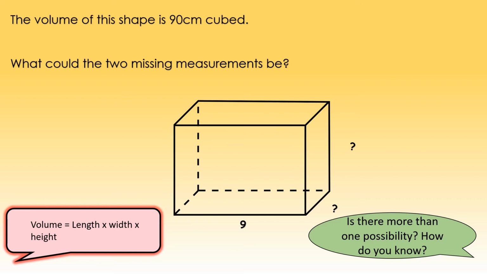So how else, what ways could you make 10? 5 and 2, 1 and 10. What other ways could you use to make 10? Because we know that whatever those two question marks multiply by, they have to equal 10, because 10 times 9 is 90. So you need some multiplication facts that will give you the answer of 10. So there may well be more than one possibility.